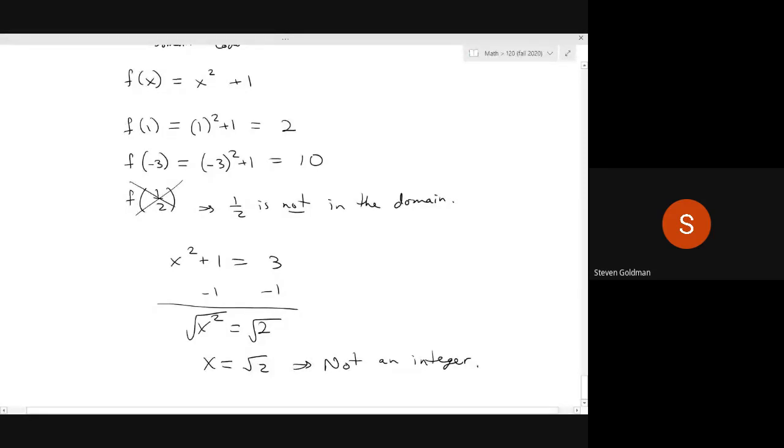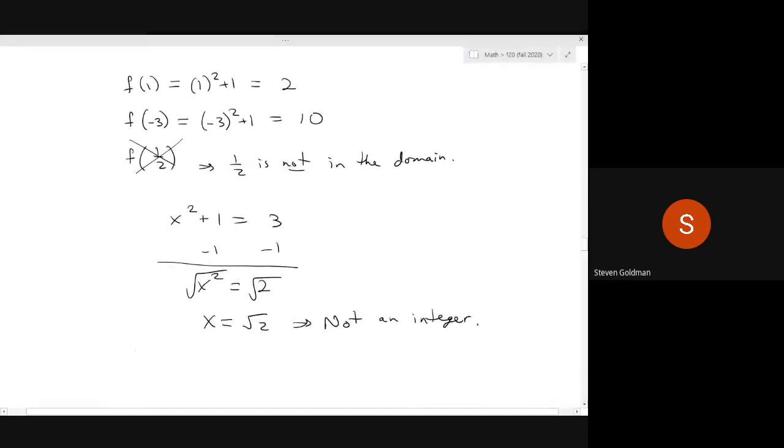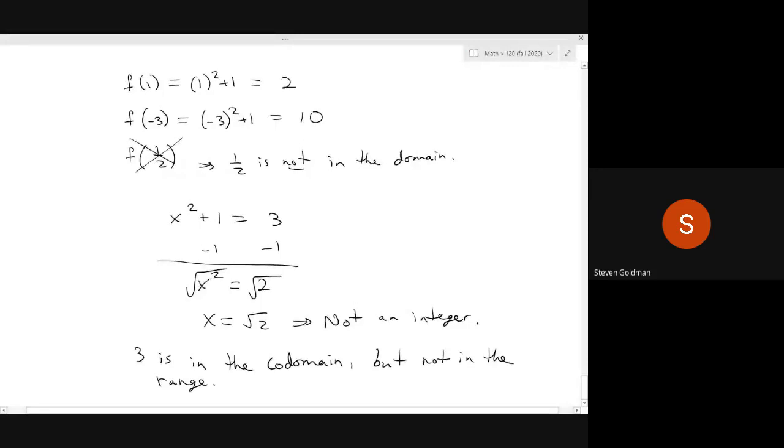So 3 is in the codomain. It's an integer. It's in the codomain, but it's not in the range because there is no element in the domain that I could plug into my function that would give me 3. So 3 is in the codomain, but not in the range of this function.